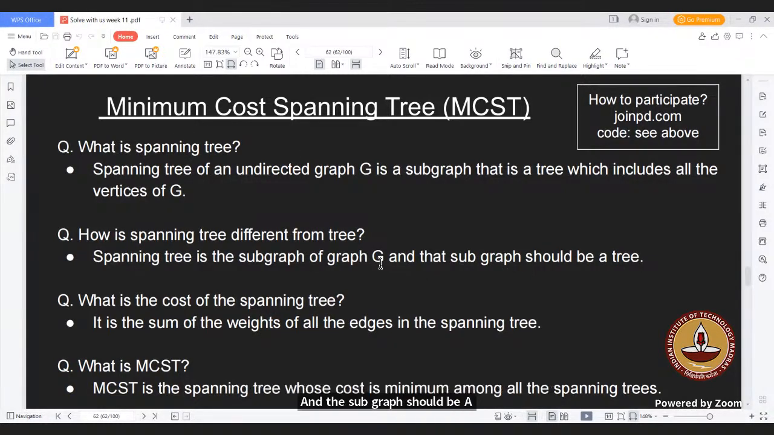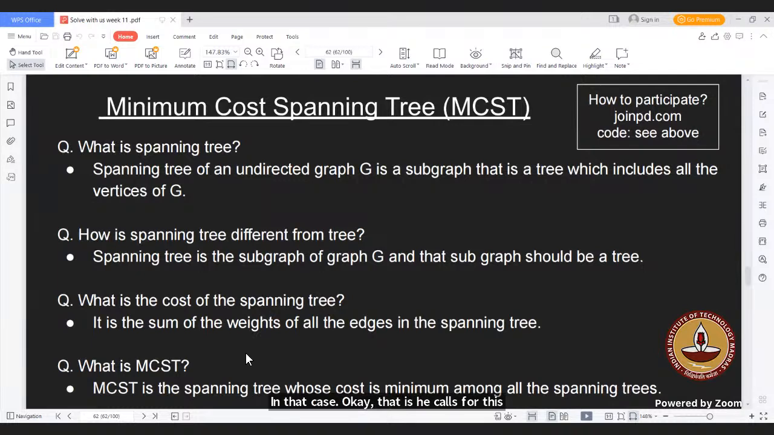It is a subgraph of G, the original graph G, and that subgraph should also be a tree. And what is the cost of the spanning tree? It is nothing but the sum of the weights of all the edges in the spanning tree. Suppose a spanning tree has edge weights of 4, 5, 6. Then the cost of the spanning tree is 4 plus 5 plus 6, which is 15 in that case. That is the cost of the spanning tree.